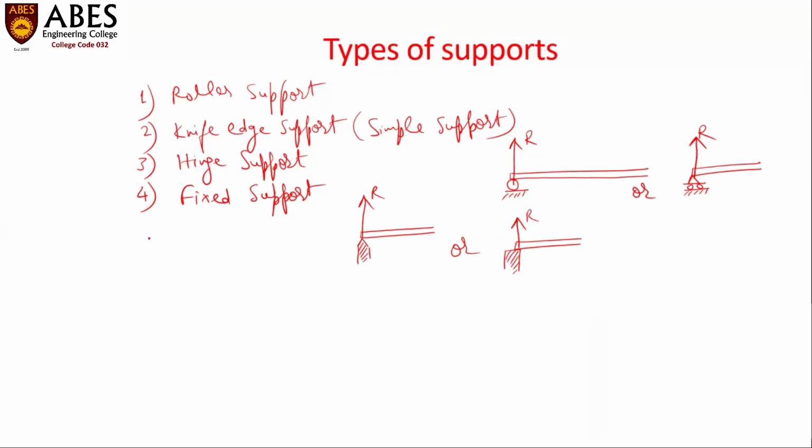Next one is the hinge support. Hinge support is shown like this. A dot is developed on the apex of a small triangle. Sometimes it is shown like this, or it is also shown like this.